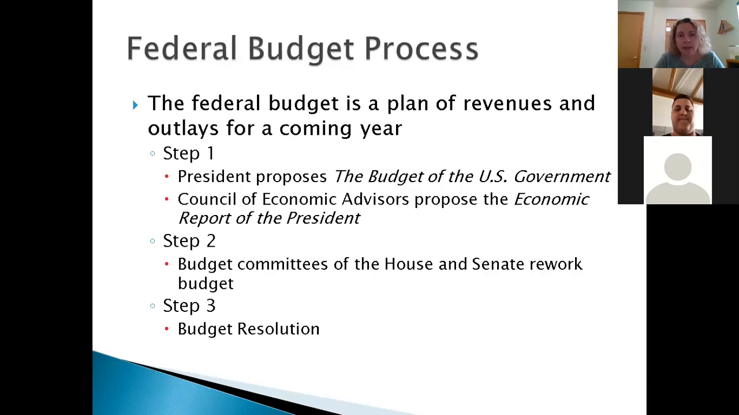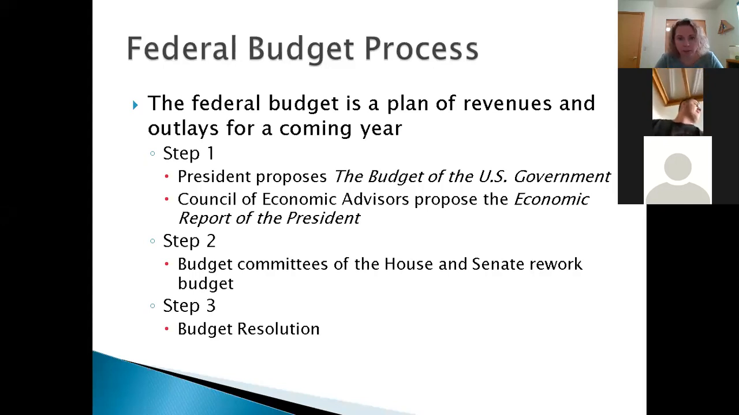So the president is the first to propose a general budget. Obviously he has people on his team that puts the budget together. He then has a council of economic advisors that send what they call their economic report of the president, which is part of the budgeting process, and give some recommendations for what these economic advisors feel like the economy is going to look like, and if they feel like there is anything in that budget that they think needs to be adjusted.